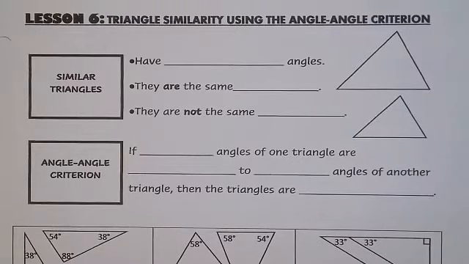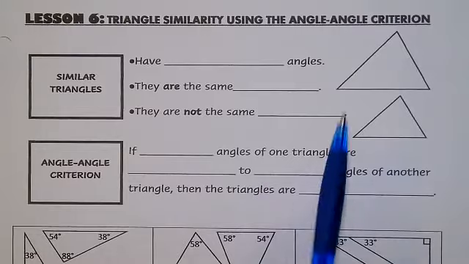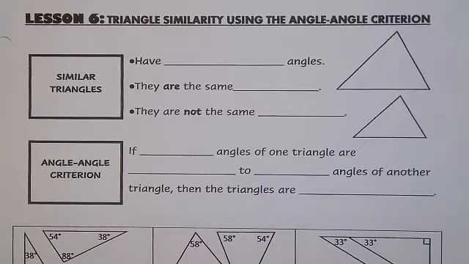Lesson 6, triangle similarity using the angle criterion. So if we take a look at these two triangles off to the right, we notice that they are the same shape, but their sizes are different. So these triangles are considered similar. They have the same shape, but not the same size. And it also means that their angles are congruent.